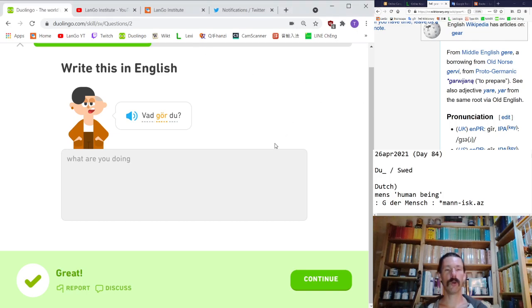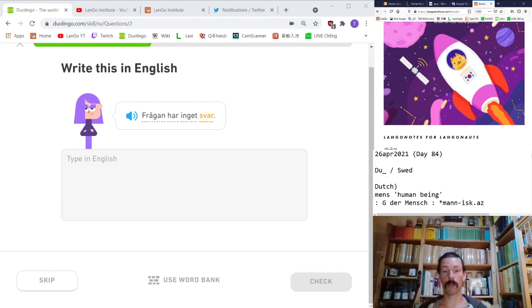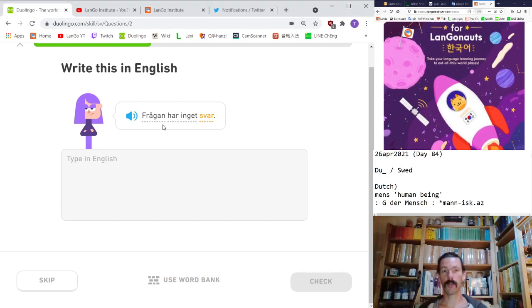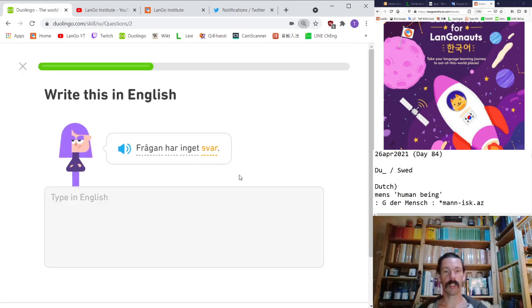Göra. Vad gör du? What are you doing? Frågan har inget svar. Frågan, definite. And here we see the agreement with the various noun classes. N is what I'm calling animate, or common gender, just not neuter. I don't know if it's got feminine and masculine, or if it's just a single class. I haven't been able to find that yet. What I've looked at in the course, I mean. Oh, inget looks like it's definite, but that's an agreement suffix with the following noun.